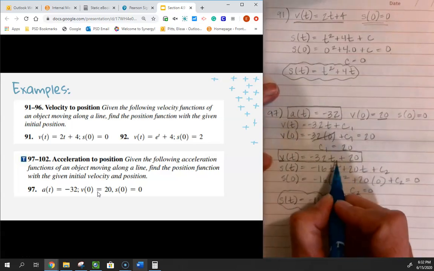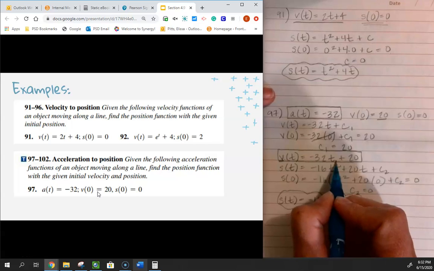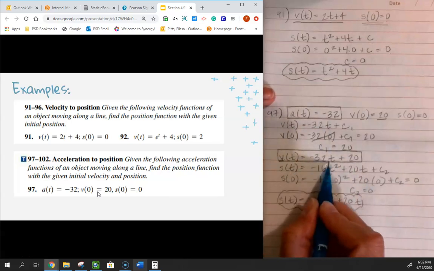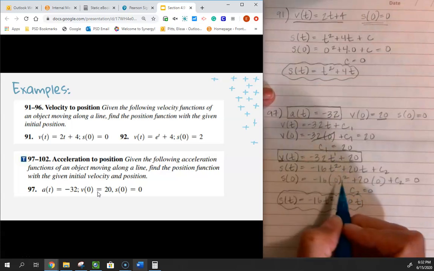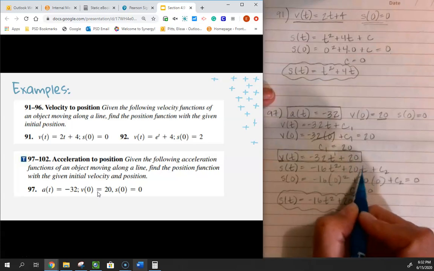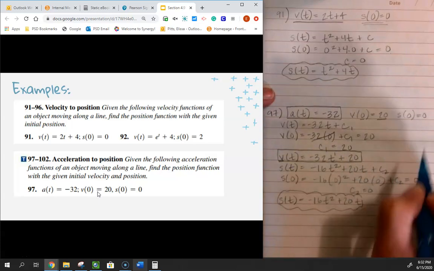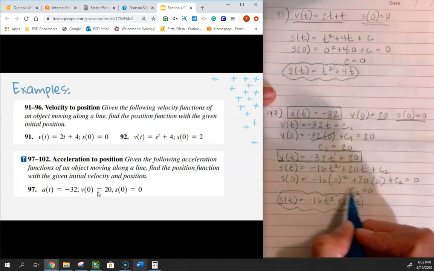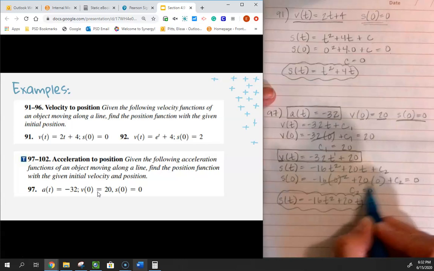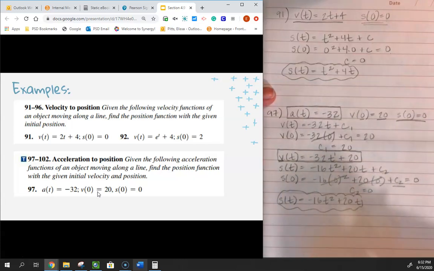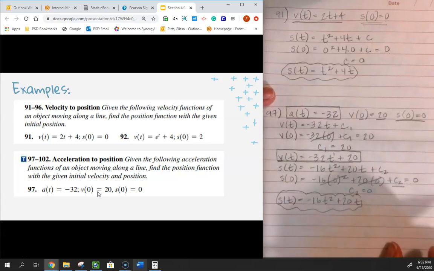So I'm going to take the antiderivative of velocity, antiderivative of negative 32t. This is to the first power, I would add 1 to that. I get 2, divide by 2, I get negative 16t squared plus 20t plus the constant. And then this tells me when I put in 0 for t, I get out 0. And if you solve that, that goes to 0, that goes to 0. We're left with c2 is equal to 0. So we're left with negative 16t squared plus 20t.